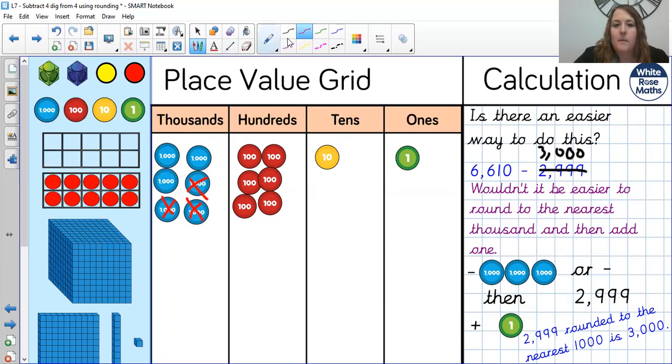Okay, so now I can count up in each column. I've got 1 one, 1 ten, 600 still, but this time 3,000s. So I've got 3,611. Excellent, hopefully you're seeing those patterns.